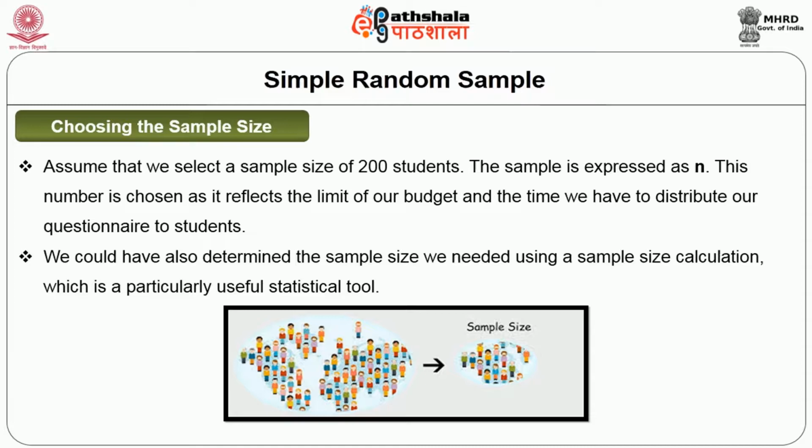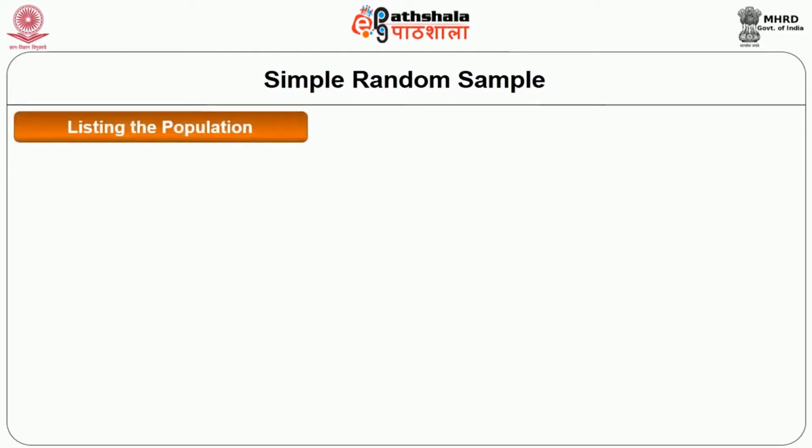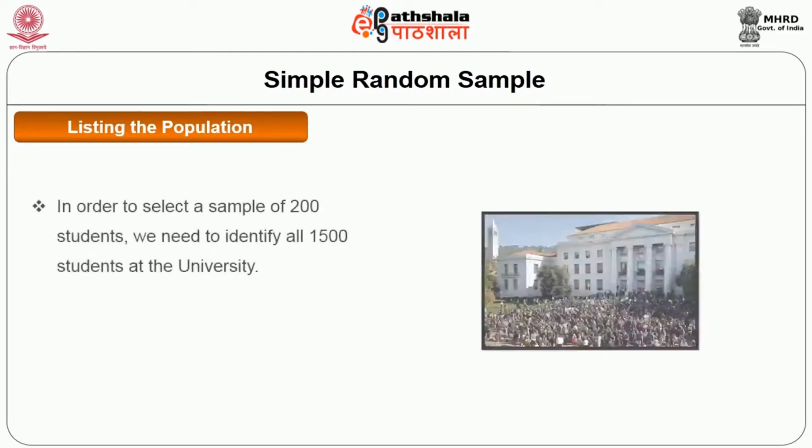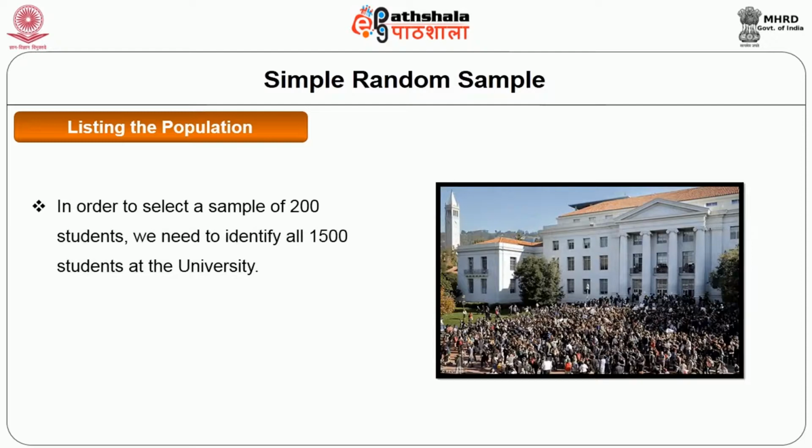Choosing the right sample size, which is highly essential for desired results, is very important as it can reflect on the entire research. The third is listing the population. In order to select a sample of 200 students, we need to identify all 1500 students at the university.